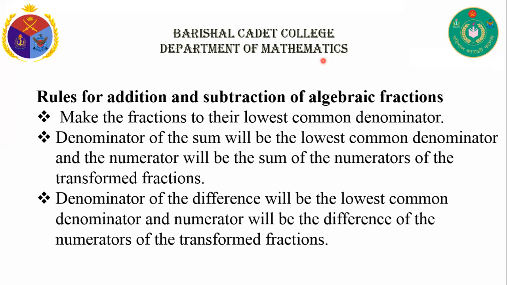First, rules for addition and subtraction of algebraic fractions. Make the fractions to their lowest common denominator. Boys, this is what we learned in the previous class. The denominator of the sum will be the lowest common denominator and the numerator will be the sum of the numerators of the transformed fractions. And the denominator of the difference will be the lowest common denominator and the numerator will be the difference of the numerators of the transformed fractions.